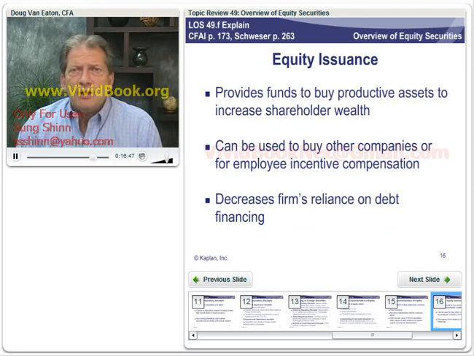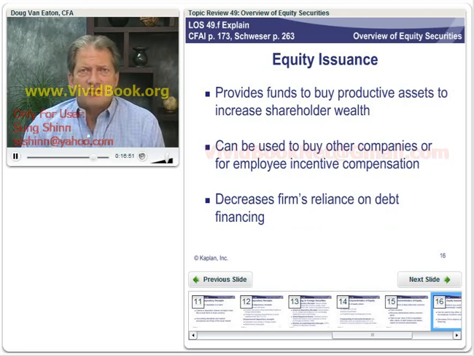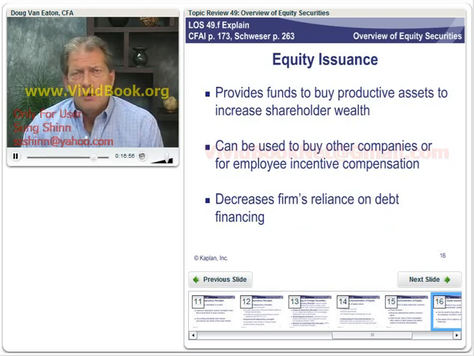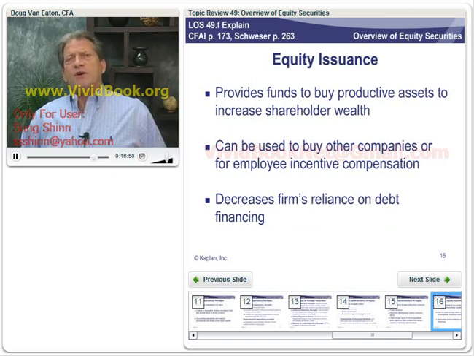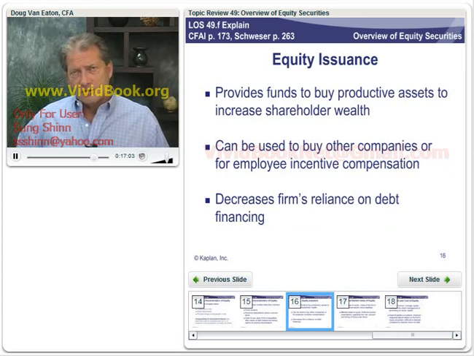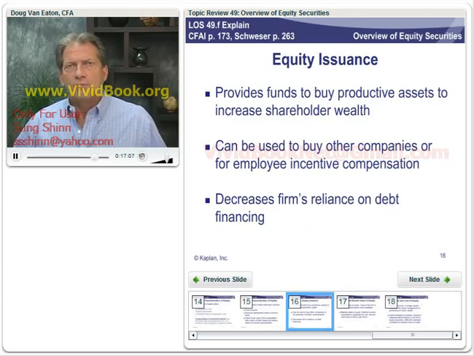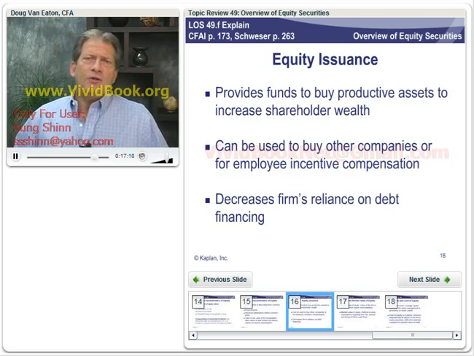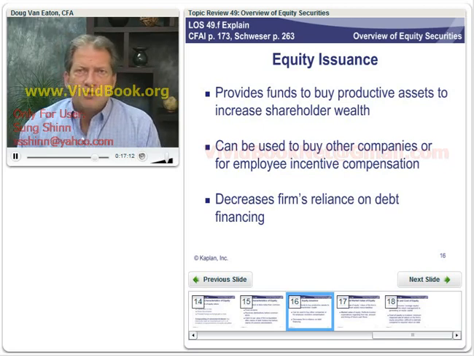Now, in issuing equity, companies seek funds to buy assets to increase shareholder wealth, or at least that's what they're supposed to be doing. So a firm raises money, right? They've got to finance the assets that they have in order to run their business, the assets that really are their business, plus their employees, of course. So the funds could be used to buy other companies or for employee incentive compensation, and by that we just mean employee stock options.